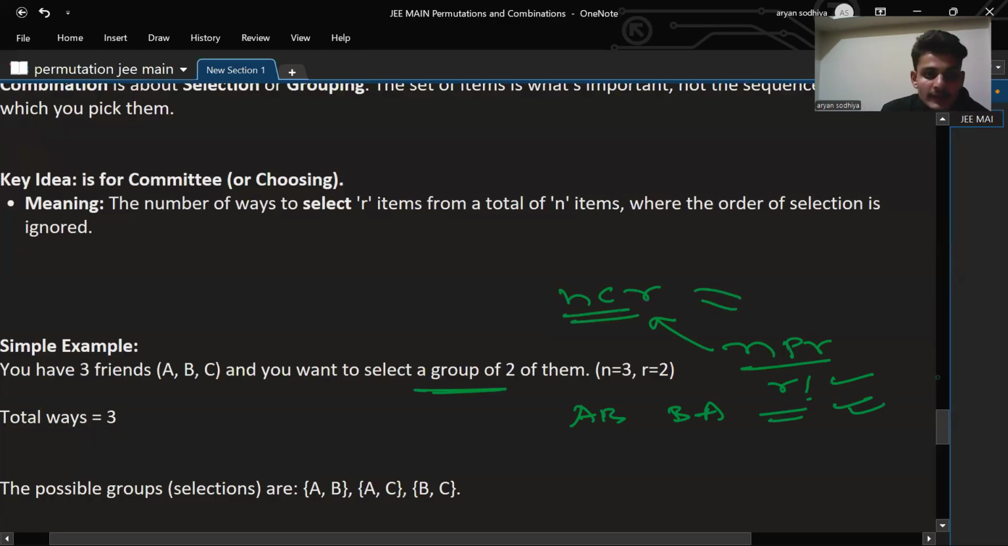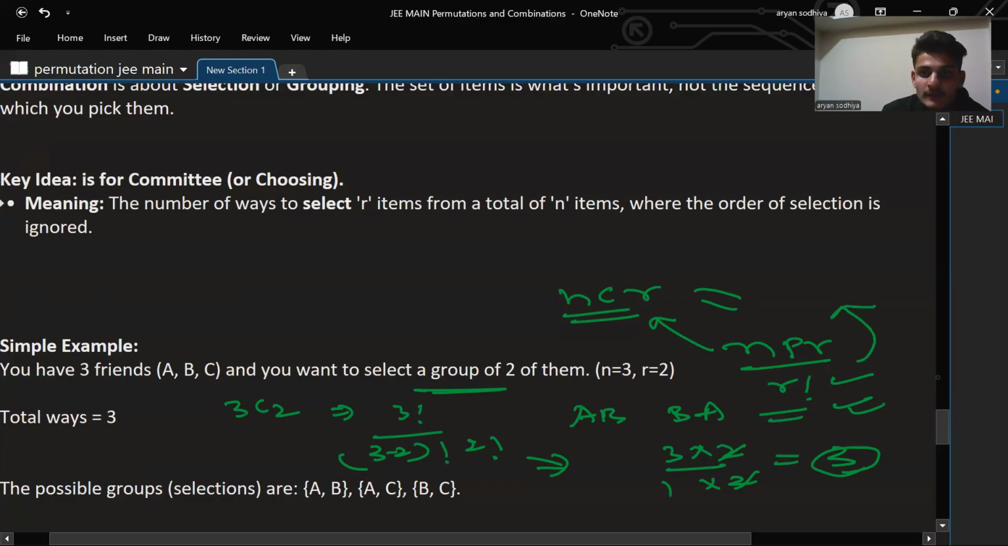Let's say you have three friends A, B, C and you want to select a group of two of them. The 3C2 will be used, and 3C2 is 3 factorial upon (3 minus 2) factorial into 2 factorial. This is 3 into 2 upon 1 into 2. So the answer comes to be 3.